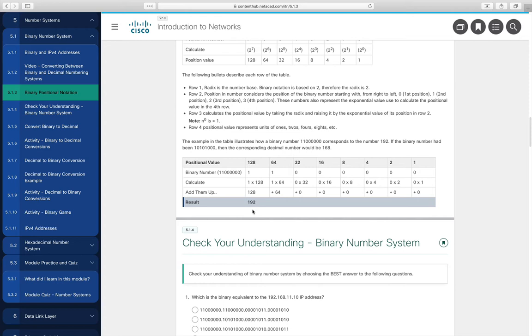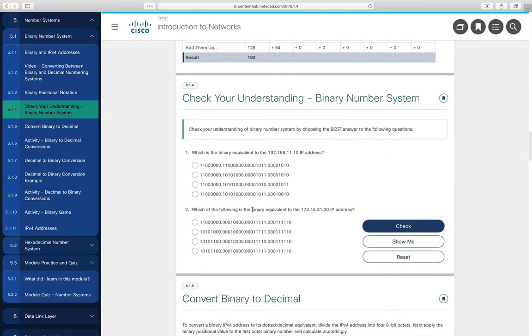514 is a check your understanding on the binary number system. You can do that on your own.